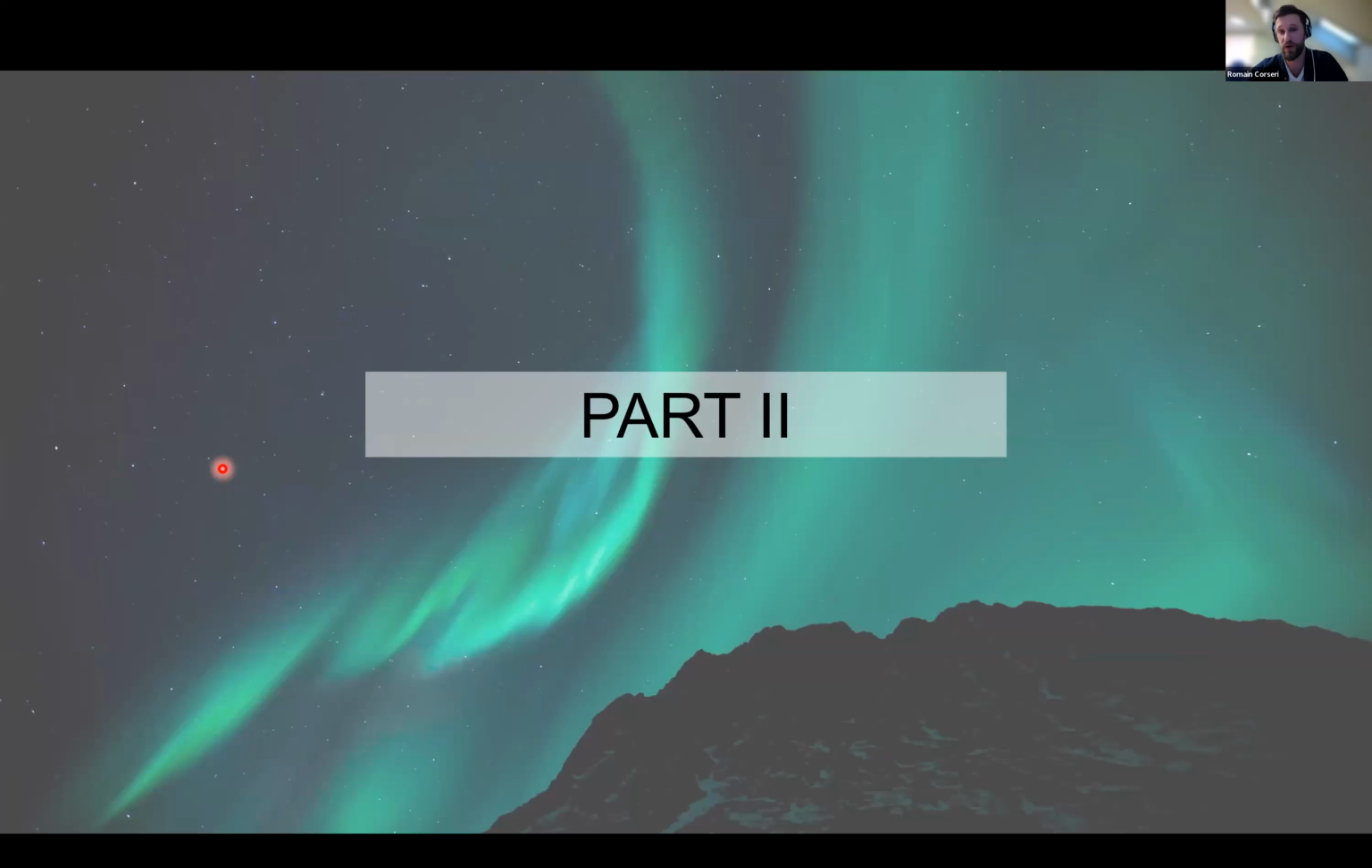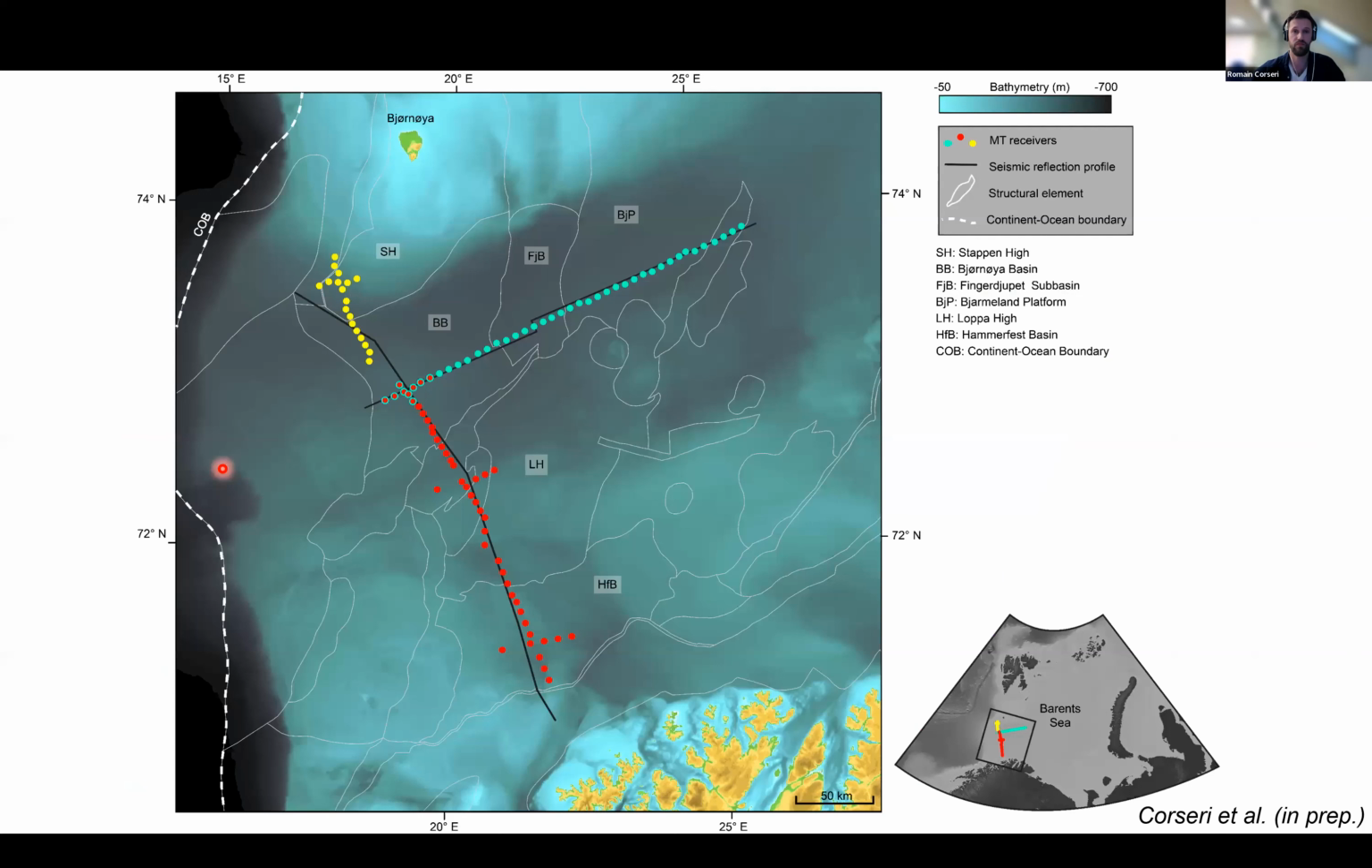So now we move on to part 2, and we're going to explore more on the modeling part and the geological implication of it. We actually use a subset of the database that I introduced in the first part, and we're going to focus on this deep basin called the Bjørnøya Basin, and you will see why it's an important feature in the North Atlantic.